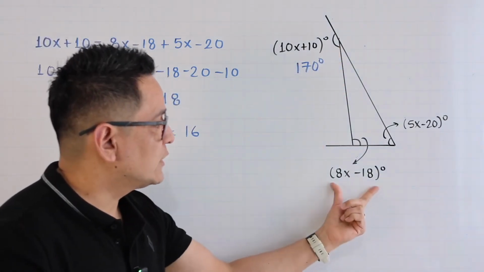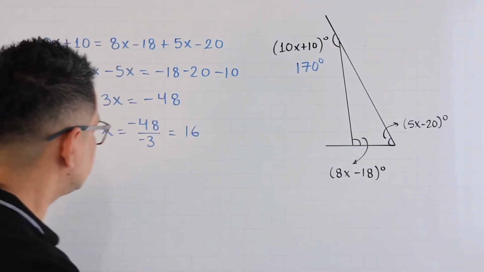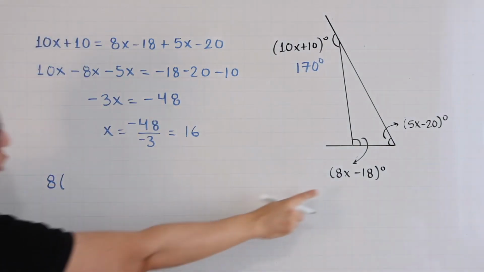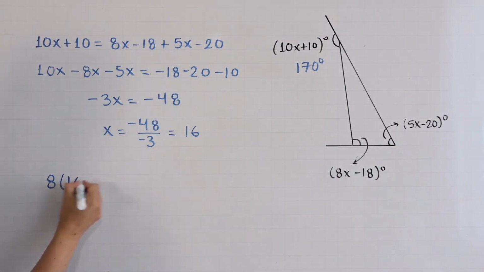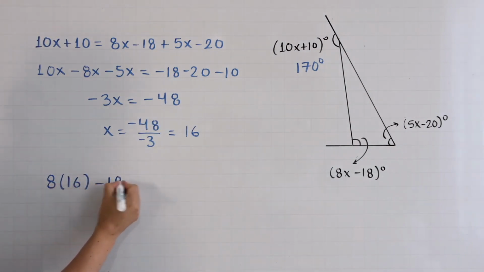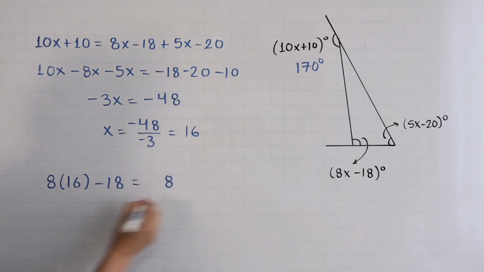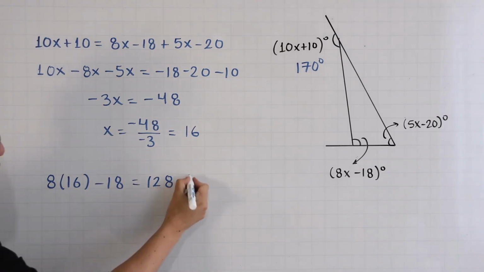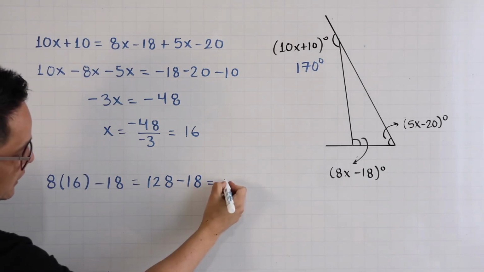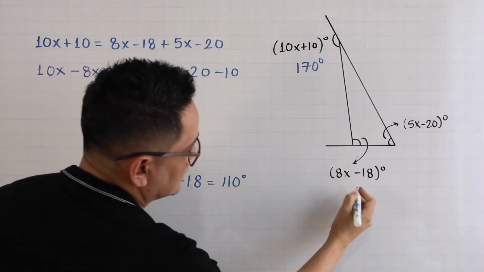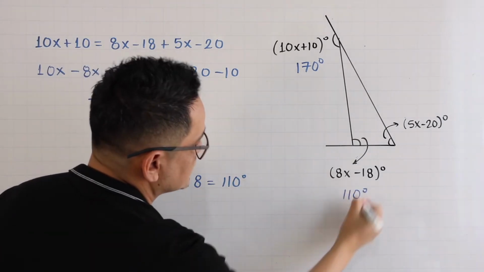Let's go with this other one I have over here. It's not that simple anymore, so I'm going to do it over here. It's 8 times whatever x is, which is 16. And from this, we're going to subtract 18. Let's see. 8 times 6 is 48. Carry the 4, 8 times 1 is 8, and the 4 I carried makes 12. I'm left with 128 minus 18, and that's equal to 110, right? In this case then, this angle measures 110 degrees.